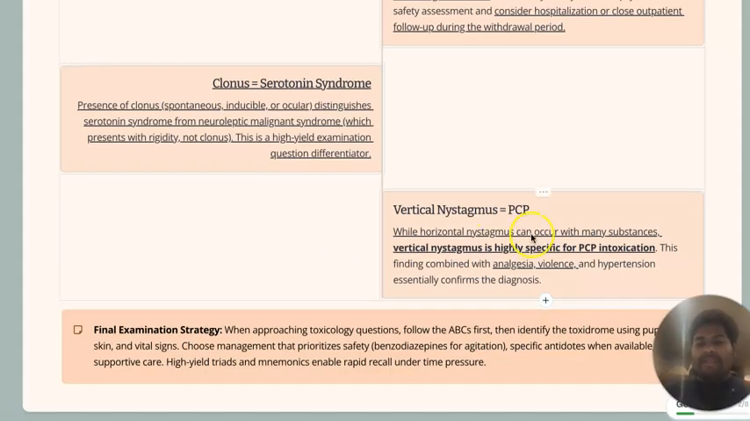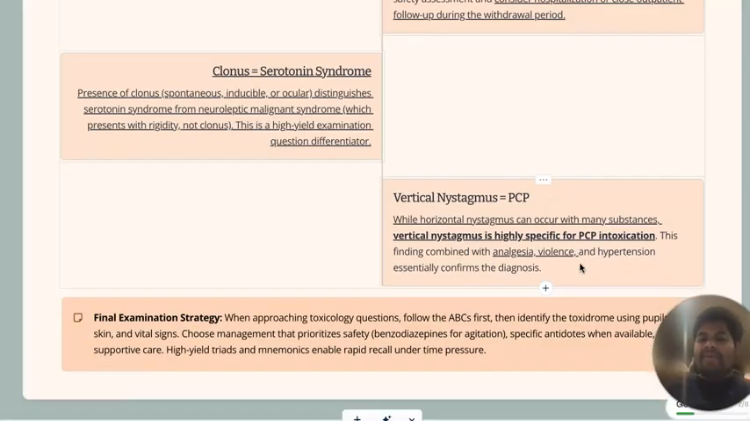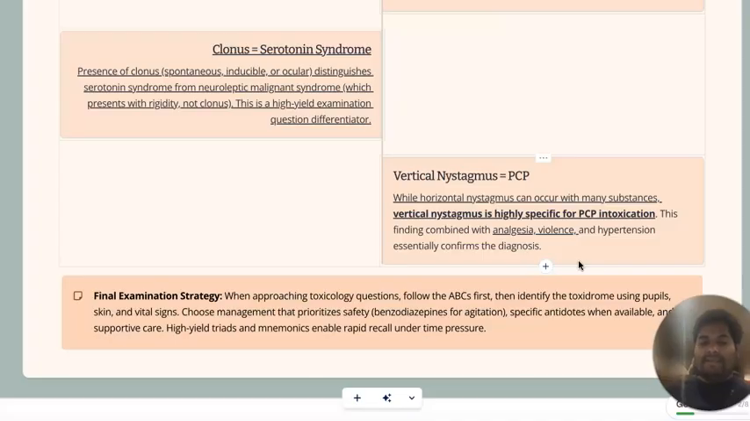Vertical nystagmus is always, as I said earlier, PCP. Sometimes if the person has horizontal nystagmus, then there may be other diagnoses also, but if the person has vertical nystagmus, then it's always PCP. And also in PCP, we said that the patient has agitation, fighting, impulsivity, and self-harm behavior also because of profound analgesic effect on the patient.